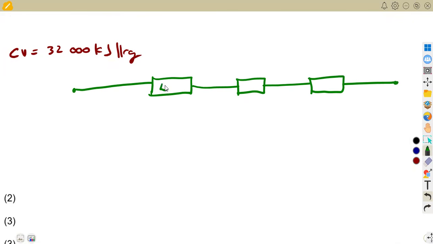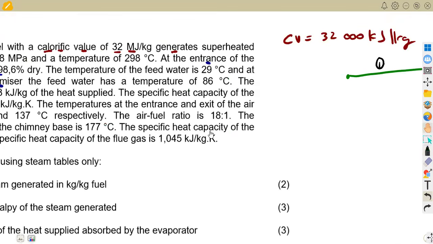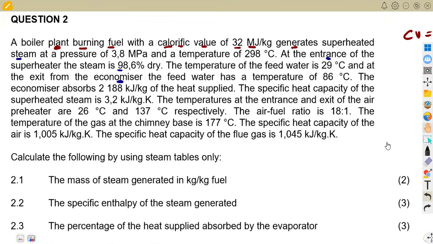So as I said, we've got the economizer according to what we are given there, the evaporator, and also the superheater. So meaning to say the points will be 1, 2, 3, and 4. I hope this time we understand. So now let us answer as we are filling in that diagram.